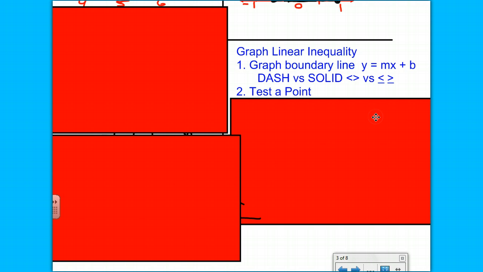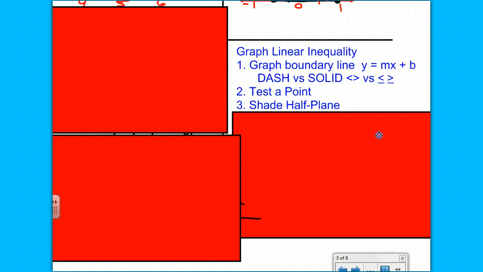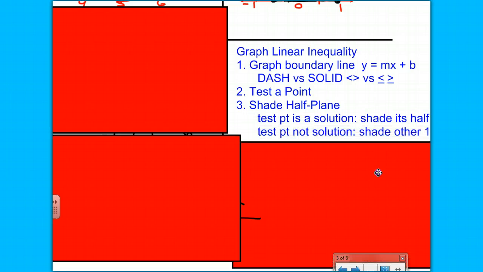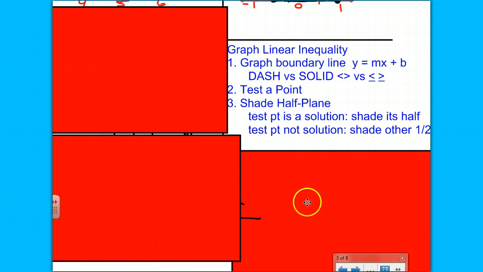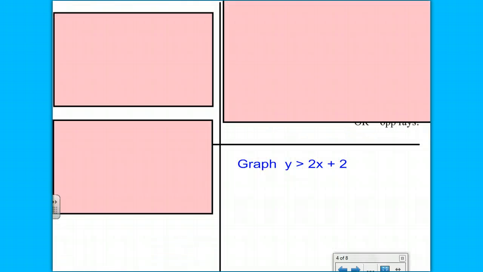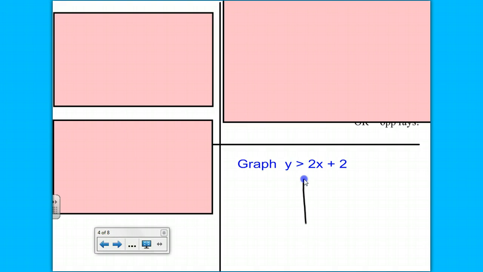And then we tested a point. If the point is a solution, we shade that half plane. If the test point is not a solution, we shade the opposite half plane. And I just scooted that over so that the video could see the entire thing. So we graph this and we're done. So I'm just going to do a quick sketch of this. And so make sure you have all of your labels, X and Y.